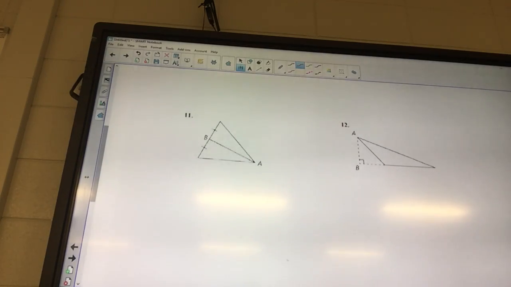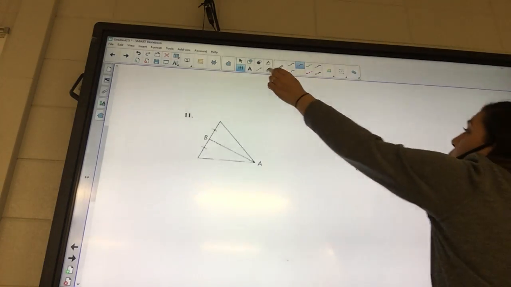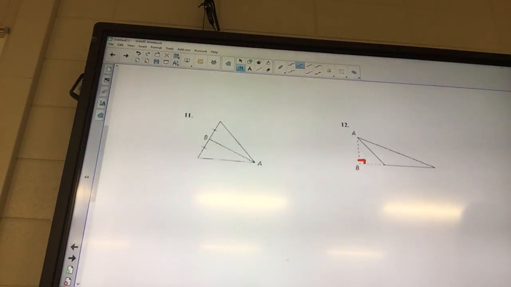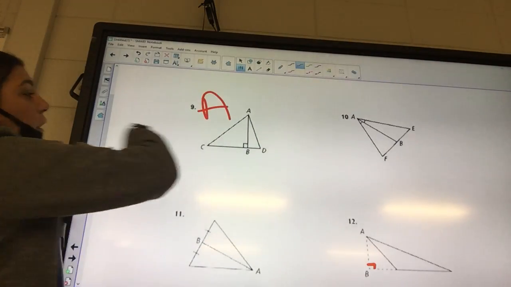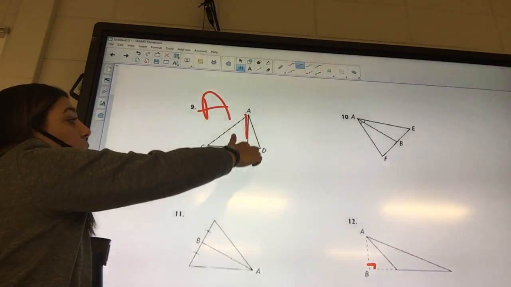Okay, what are our two requirements for an altitude? It must have a vertex and a 90 degree angle, and we can all agree on that. Vertex, and then it's got to have a point coming down and going to where? Onto the other. So let's look at this one that we know is an altitude. Where does it come down from the vertex to what? To the right angle. It starts at the vertex and it comes down to make the right angle.